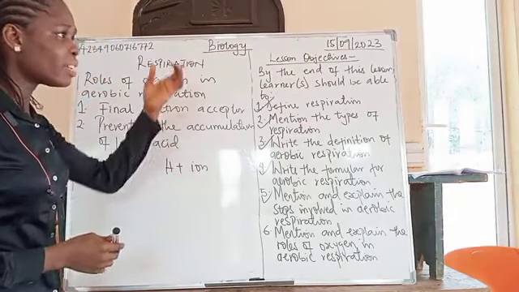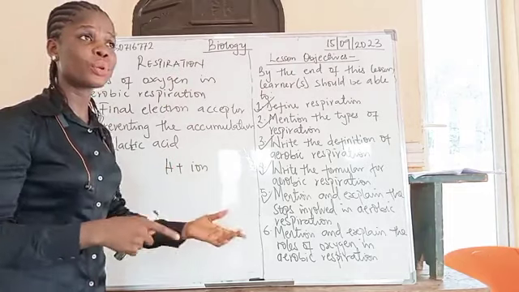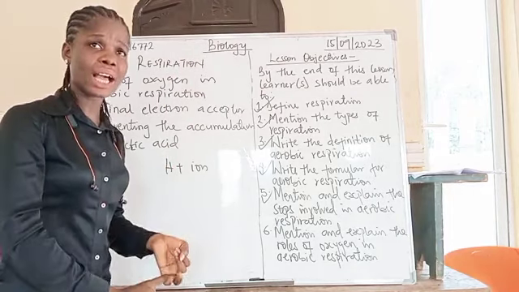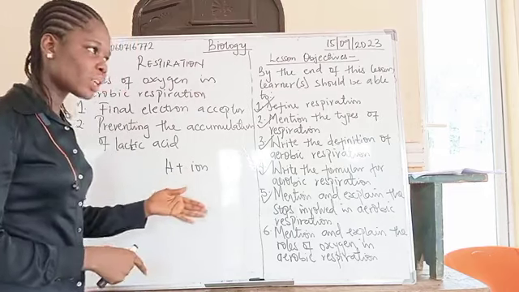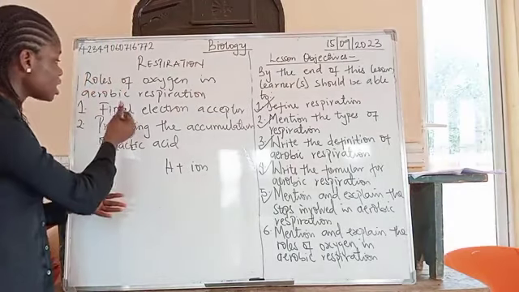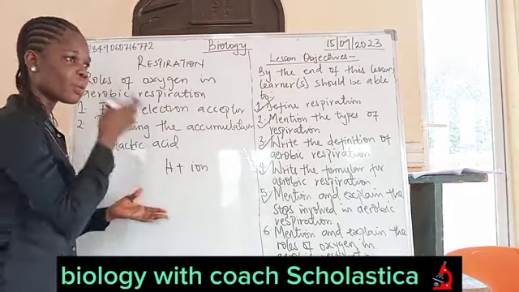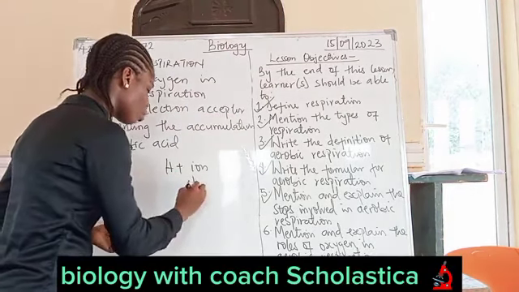That is why in aerobic respiration, we say that glucose is broken down to form carbon dioxide, to form water, and to form energy. This water that is formed is because oxygen is the final electron acceptor, accepting the hydrogen ion, reacting with them to form water.